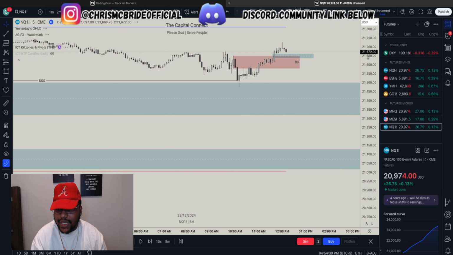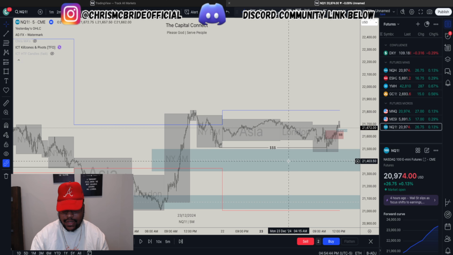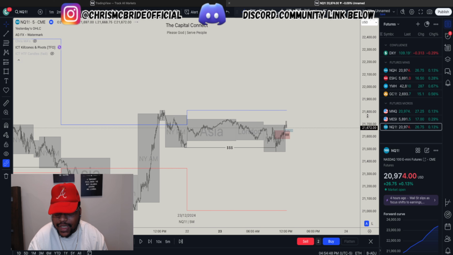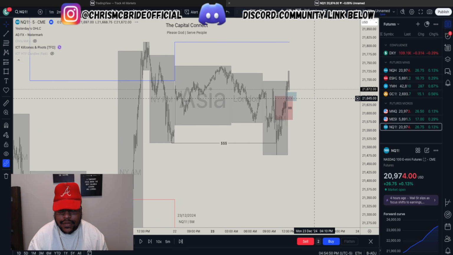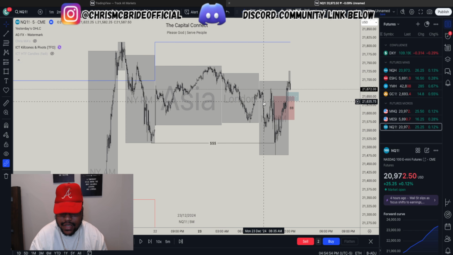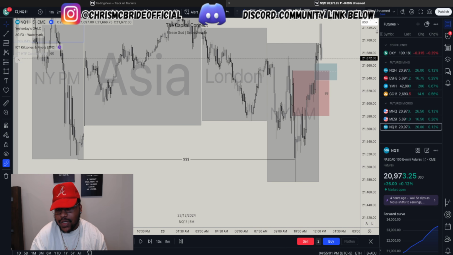So looking at the 5 minute chart, what do I notice? Let me delete some of this so we can have a cleaner chart. Looking at the 5 minute chart, I see that all of these session highs are still intact coming into the session. Cool. So what am I doing? I'm just looking to see, okay, which way are we going to go?